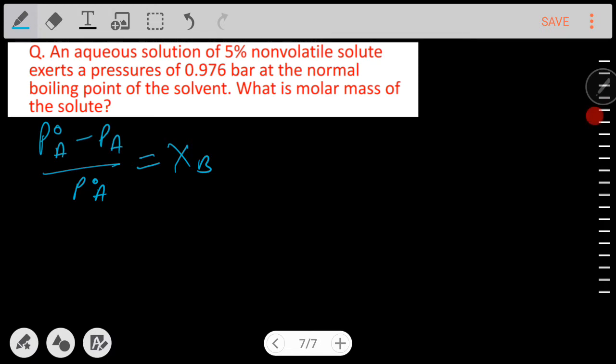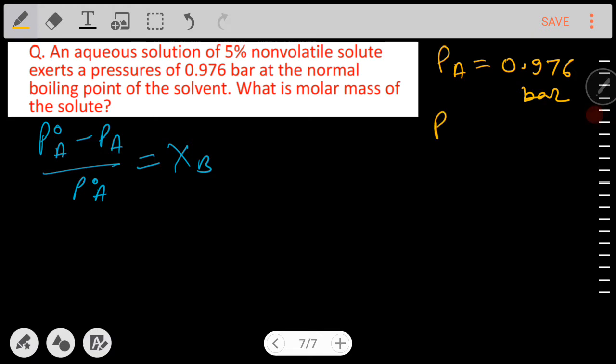Now what things are given here? Make the list of all given items in the question. Here the vapor pressure of solution is given, means PA is given, that is 0.976, the unit is bar.